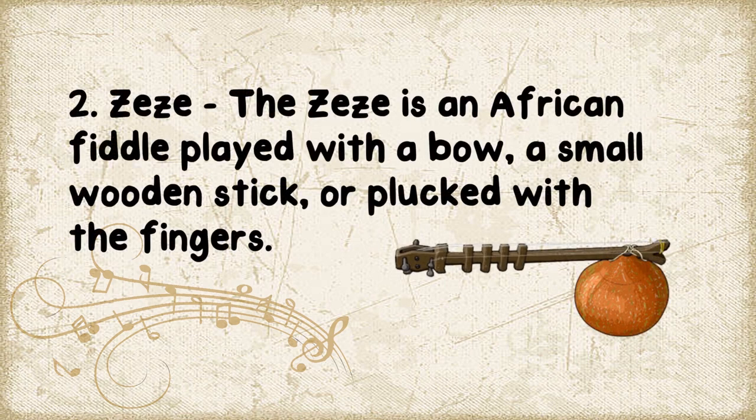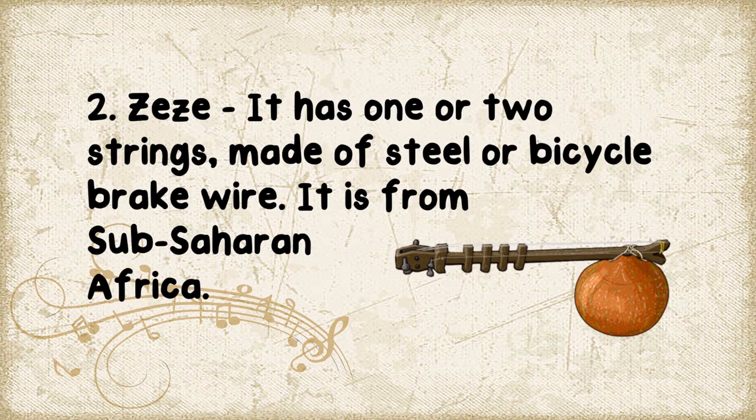Zeze. The zeze is an African fiddle played with a bow, a small wooden stick, or plucked with the fingers. It has one or two strings, made of steel or bicycle brake wire. It is from sub-Saharan Africa.